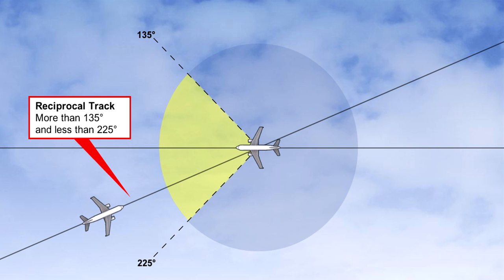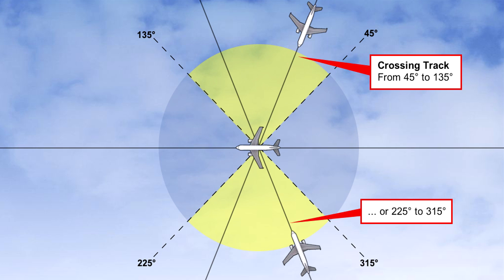Reciprocal track. The reciprocal track case applies when the tracks of two aircraft that require separation converge or diverge by an angular difference more than 135 degrees, but less than 225 degrees, and whose protection areas overlap. Crossing track. Crossing tracks are defined as tracks which intersect at angles other than those defined in either same track or reciprocal track cases.